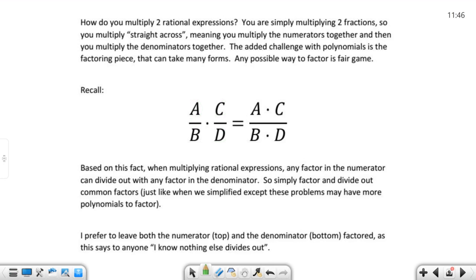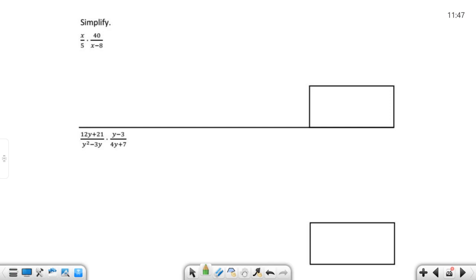Now, this is a Mr. Guest-ism. This is the preference that I have. Not every teacher likes this. If you're in a class and your teacher wants you to multiply out things and not leave it factored, you do what they want. I prefer to leave both the numerator and denominator, the top and the bottom, factored, because this says to anybody that looks at my final answer, I know nothing else divides out. That's why I do it, and I ask my students to do that. I need to see it factored at least at some point so I know they didn't just guess or didn't even realize it factored and got it right. I need them to show me factored form, and that way I know they know it doesn't divide out.